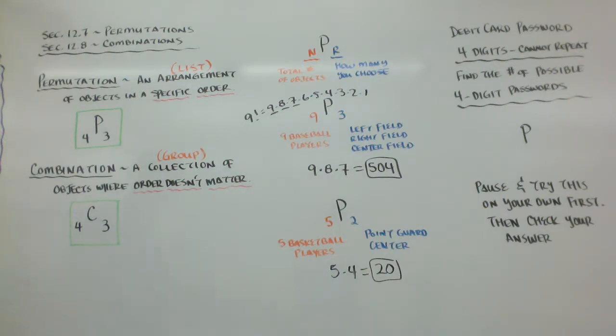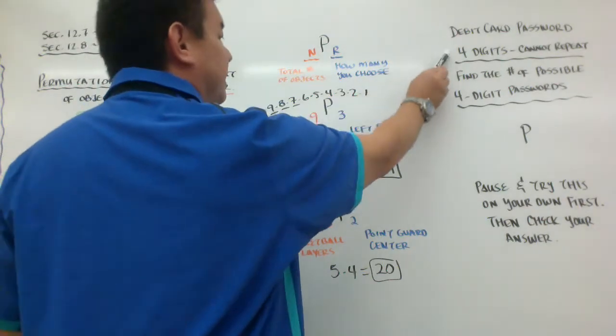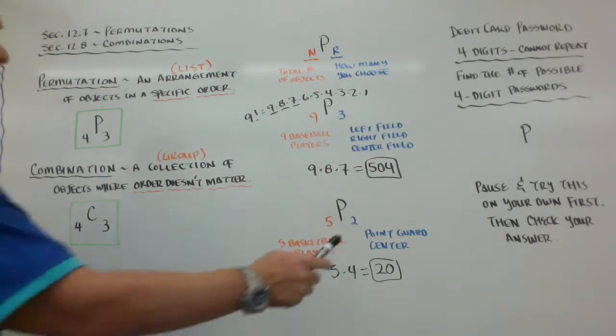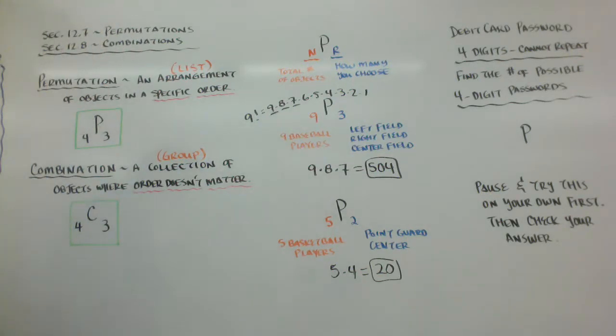Okay, so here's another real-world situation. Debit card passwords, you need 4 digits, and they cannot repeat. Find the total number of 4-digit passwords that you can have. Okay, at this point, pause and try it on your own, then come back and check your answer.